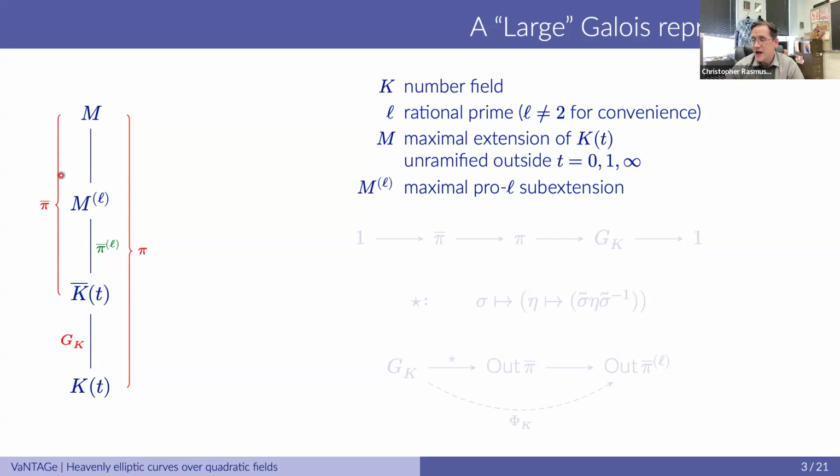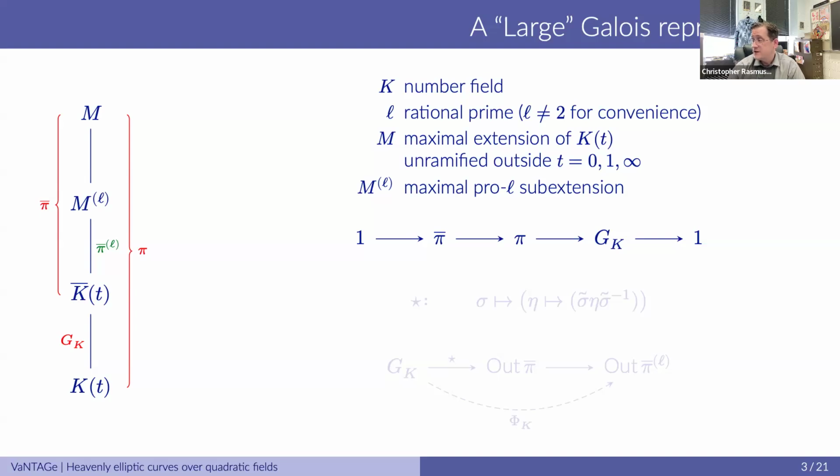And I'm carving out the Galois groups for these extensions. Every single extension in this picture is Galois. And of course, by standard ideas, this leads to a short exact sequence among the various Galois groups where the geometric fundamental group pi bar sits as a normal subgroup inside of the fundamental group pi. And the quotient is exactly giving us the absolute Galois group of K. So we have this connection between the geometric and arithmetic information available to us inside of this tower.